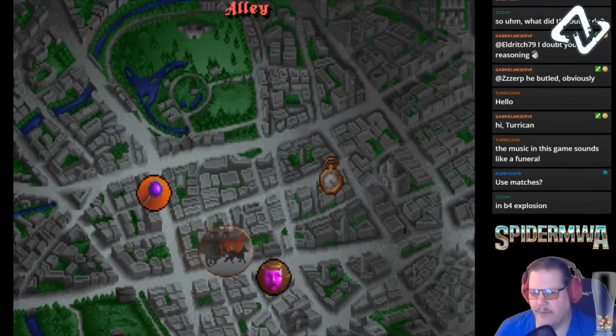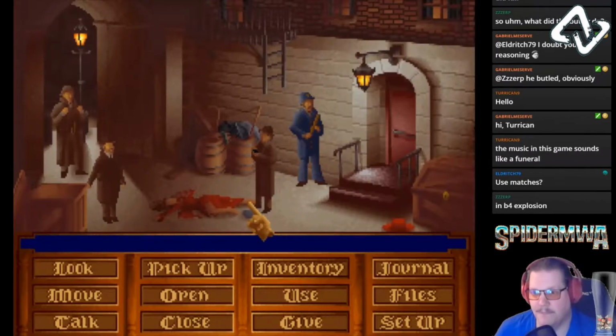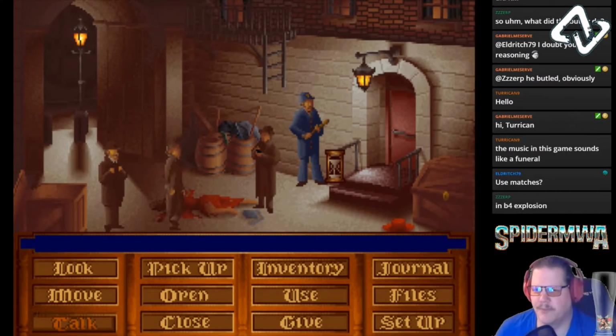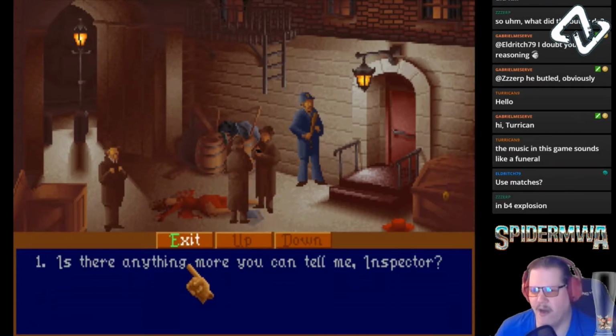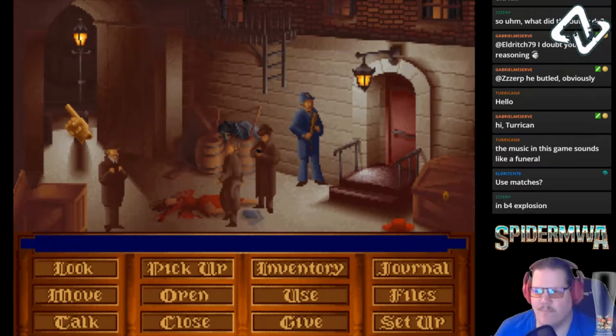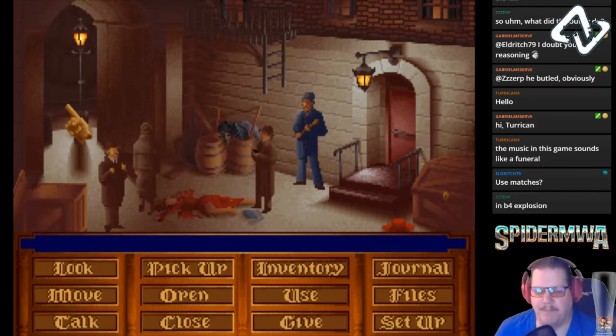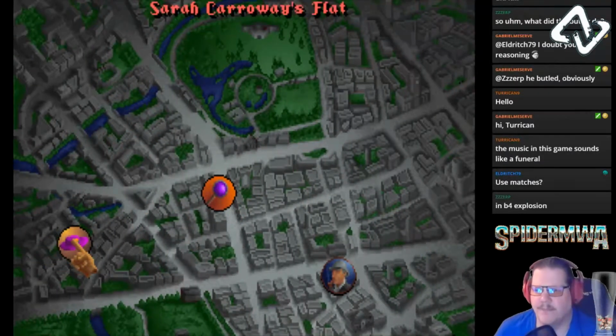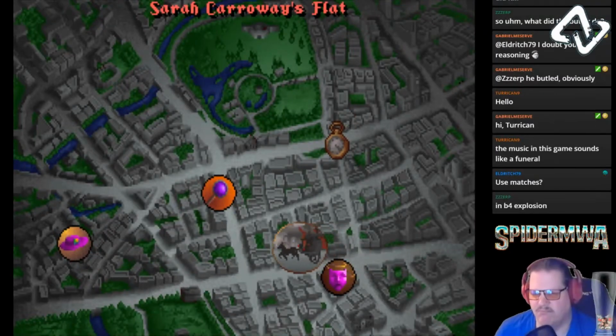Not too bad. Back to the alley we go. Alrighty, Lestrade, let's point out that your theory is incorrect. Or not. Well, somewhere else then. Since we're done here. Sarah Caraway's flat. Good place to start.